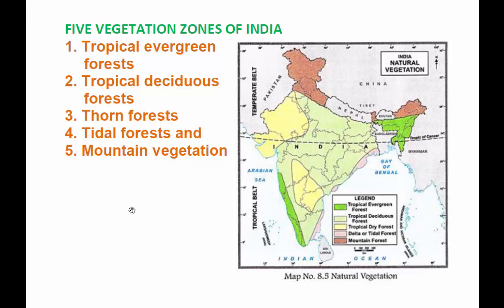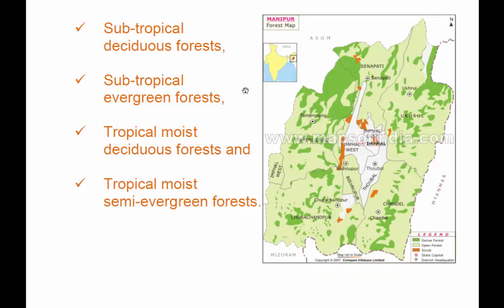And even in Manipur, the vegetation has been classified into 4. The first one is subtropical deciduous forests, and we have subtropical evergreen forests, tropical moist deciduous forests, and also tropical moist semi-evergreen forests. So these are some of the important vegetations that we find in the state Manipur.